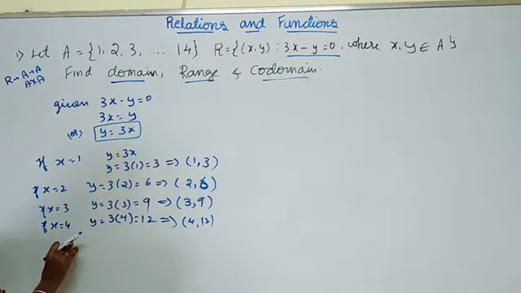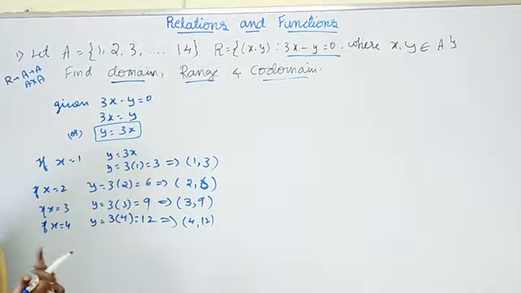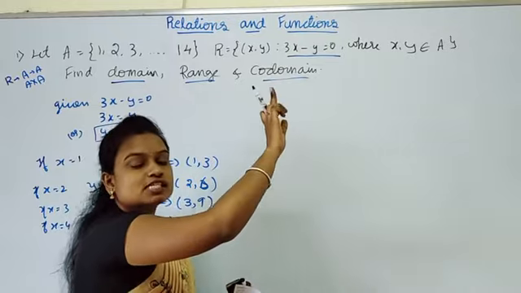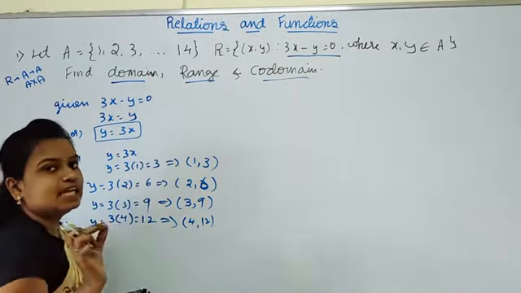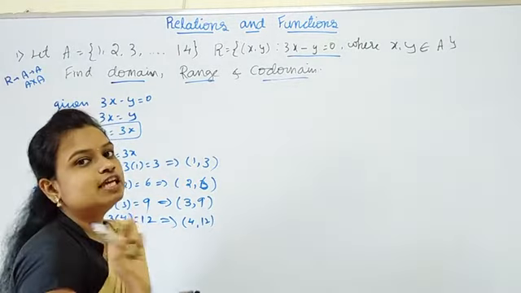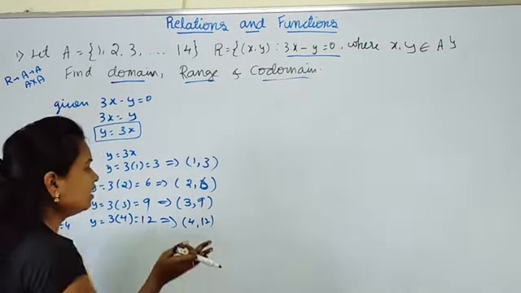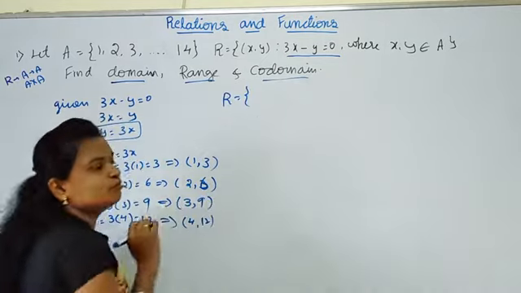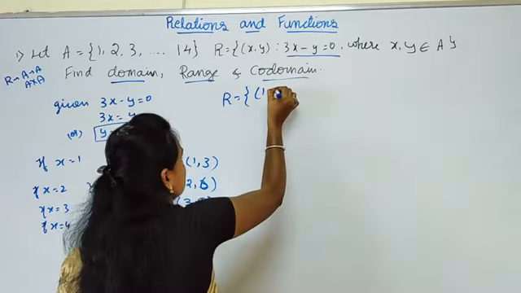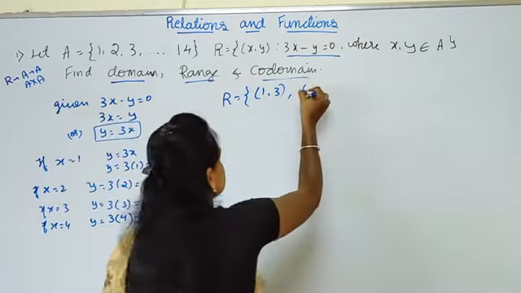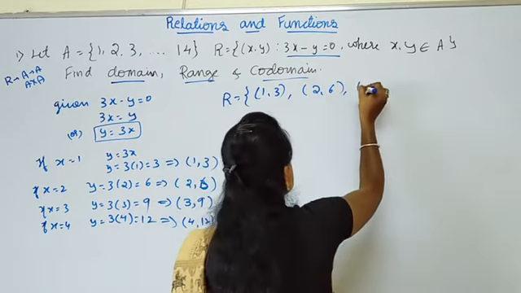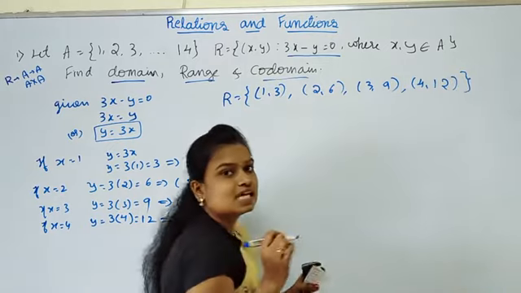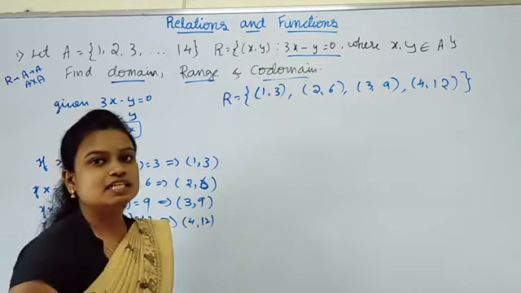But if you put x as 5, 3 into 5 becomes 15. The value of y becomes 15. We know that both x and y belong to the set A only, but the elements of the set A stop at 14 only. 15 does not belong to this set. So that's why I stop here. Understand? So what are the elements of the relation? The first one is (1, 3), the second one is (2, 6), the next one is (3, 9), and the last one is (4, 12). This is the defined relation.